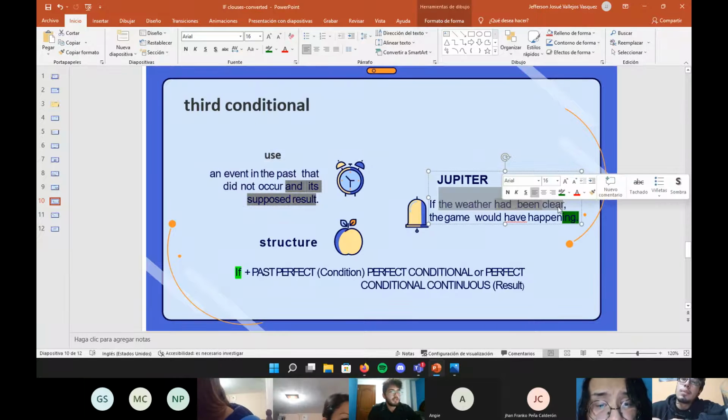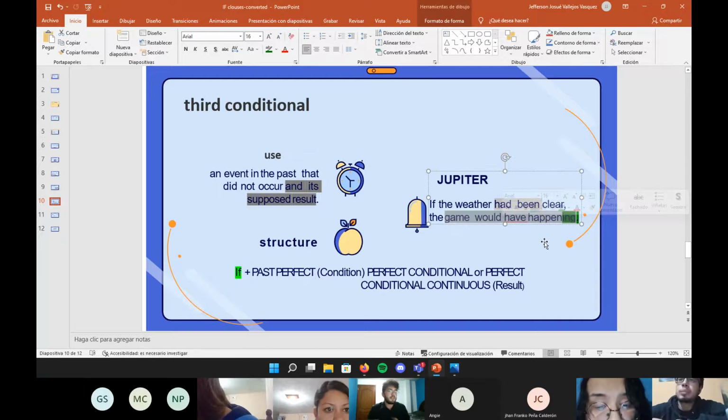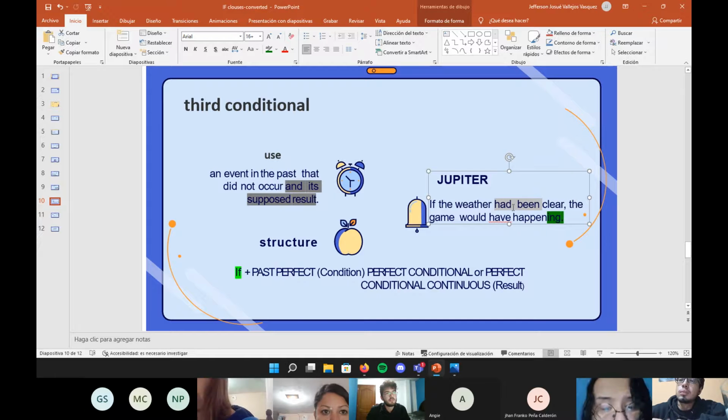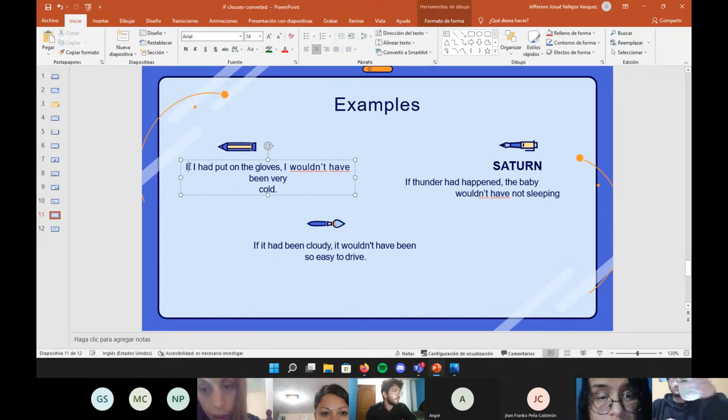If the weather had been clear, cosa que no pasó, and their result, okay? Another thing that did not occur, okay? But maybe that may occur if the weather had been clear, okay? Let's see another examples to understand this a little bit better.